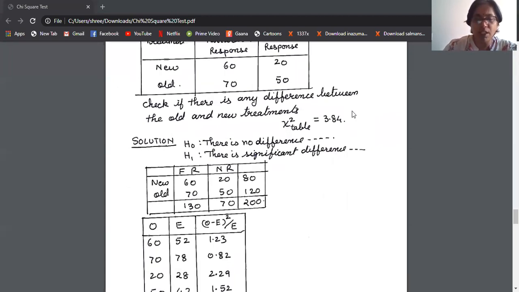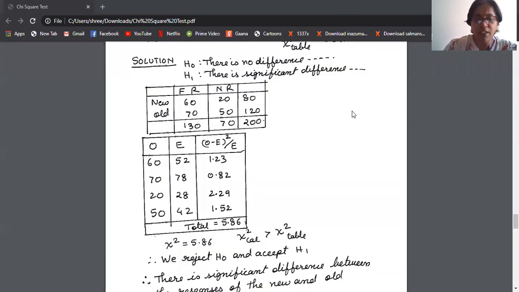The row and column totals are 80, 120, 130, 70. So your answer is 5.86. O observed values, expected values, O minus E. Now I have done with one of the columns here. I have not done it separately. O minus E the whole square. I have not done that column, but you can do it. Okay.